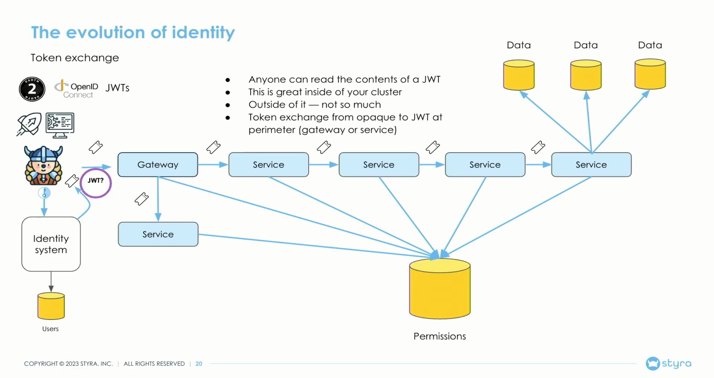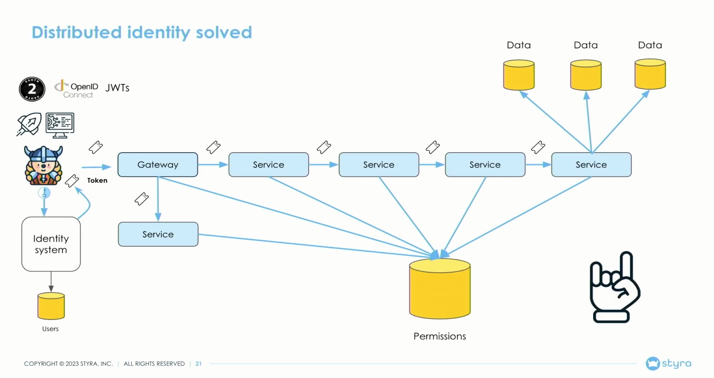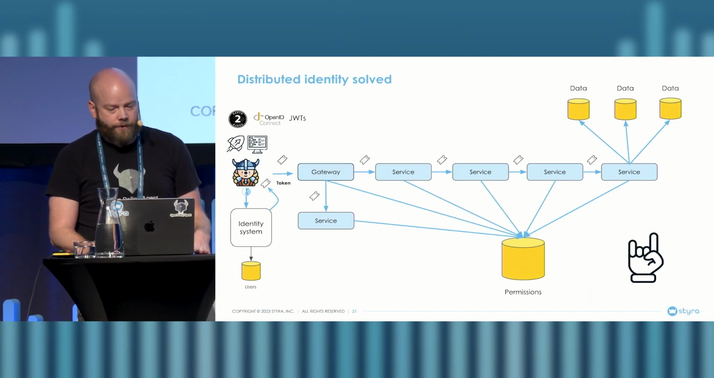One thing to consider is, of course, that anyone can open this JSON Web Token and see what's in there, meaning it might be a good idea to not carry that outside of your systems, because that's an information leakage. So a good pattern is to have opaque tokens, like these ABC123, outside of your clusters, and then have them exchanged for something meaningful inside of your clusters. OK, so that is basically distributed identity solved.